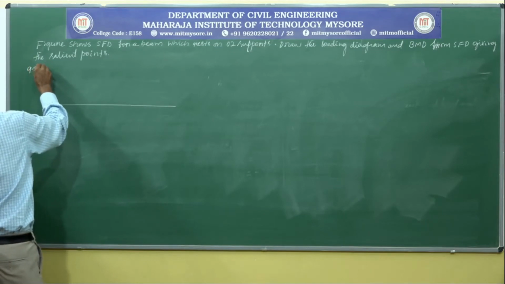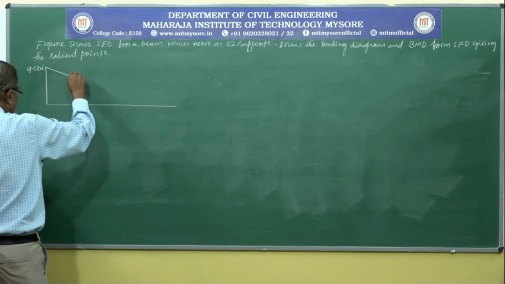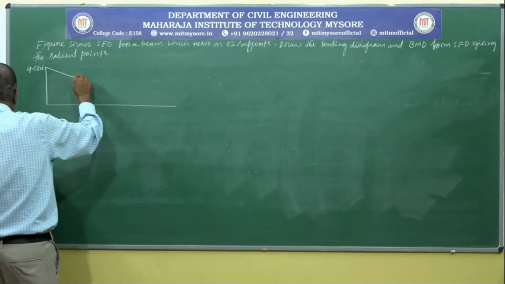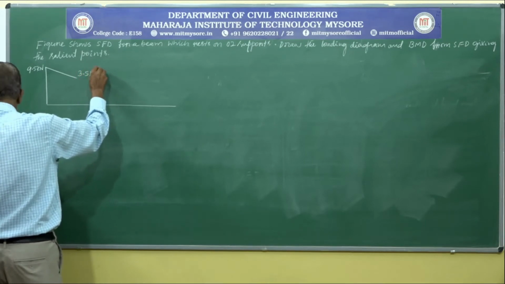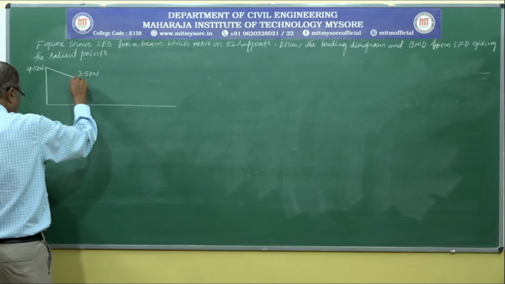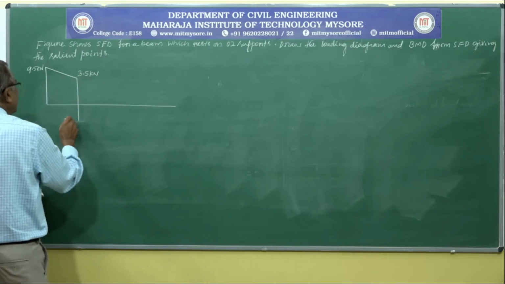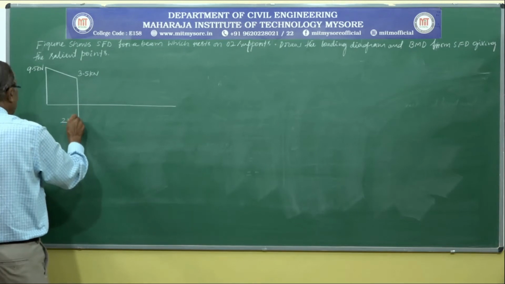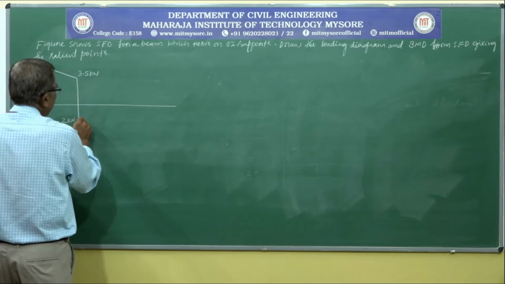0.5 kilonewton at the left hand side. Then there is a linear line. This is 3.5 kilonewton. And again there is a downward vertical line. So below reference line 2 kilonewton. Then there is a linear variation.